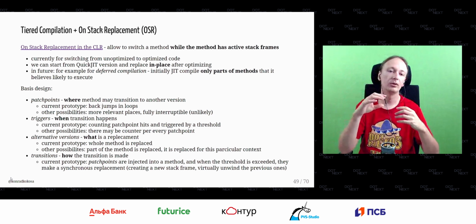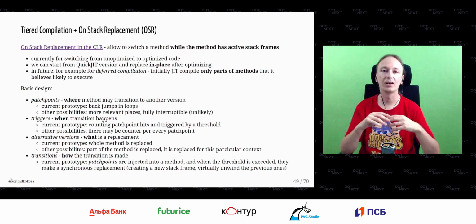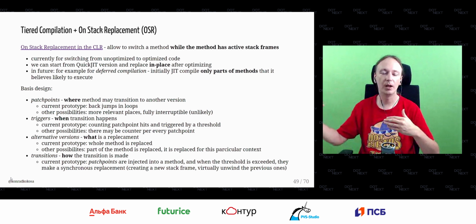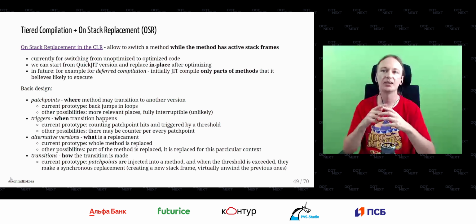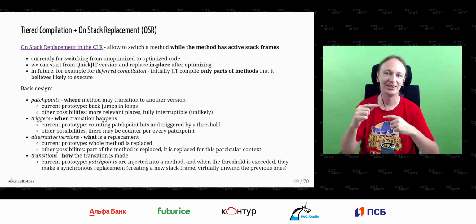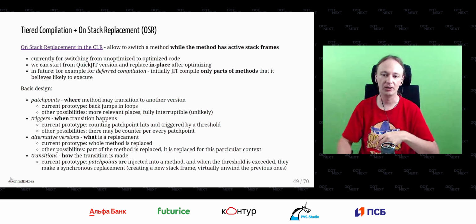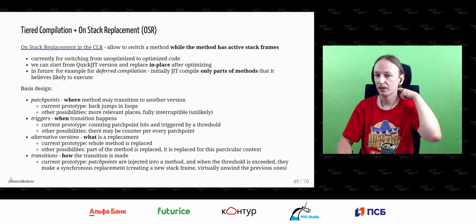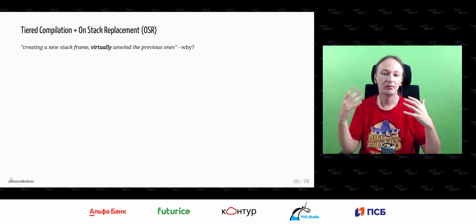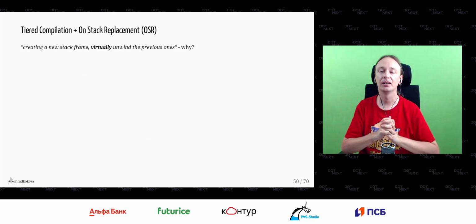Every such patch point tracks a counter, and if we hit it enough times, we will start rejitting in the background, and when this rejitting is done, we will replace it and make this transition to a new optimized version, which is a powerful thing. There are some interesting caveats regarding that.